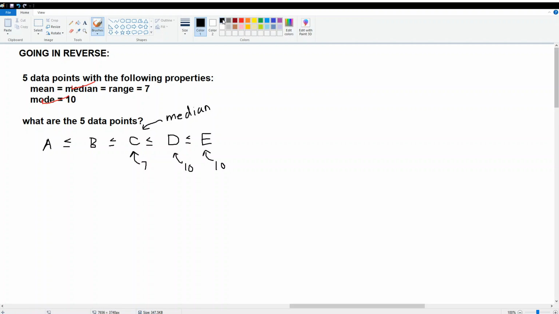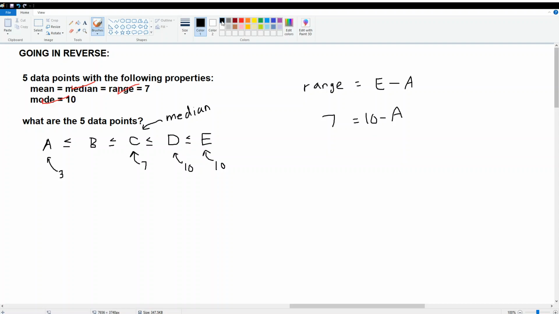Let's now look at the range. The range is equal to the largest minus the smallest. So our range is equal to the largest, in this case E, minus the smallest, which is A. Well, we know the range is 7. We know that E is 10. So A has to be 3. Now that we're done with the range, all we have left is the mean, and we have 1 data point.